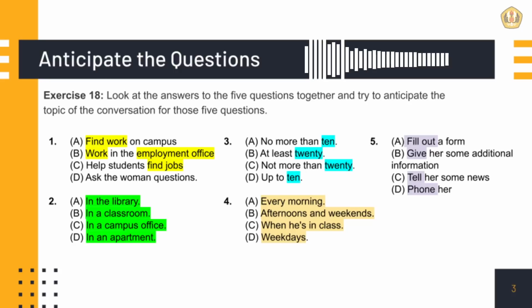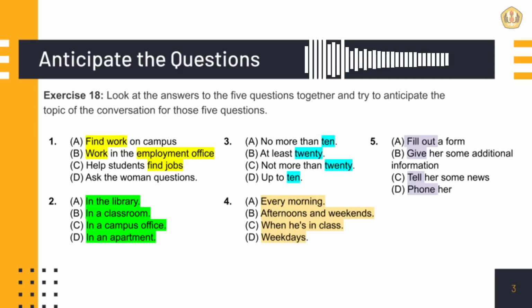But you have to do this quickly, because again you only have 30 minutes in the listening comprehension, and you have to be able to read all of the options here quickly.